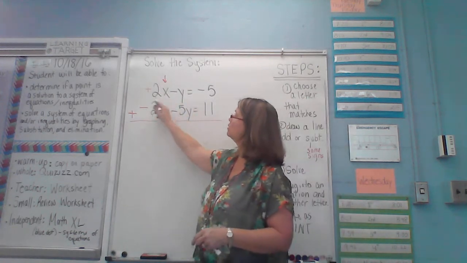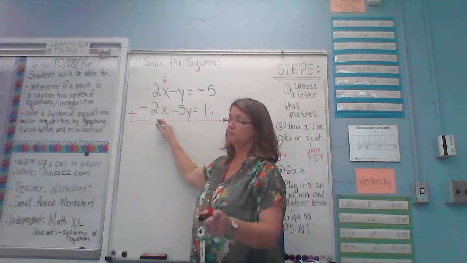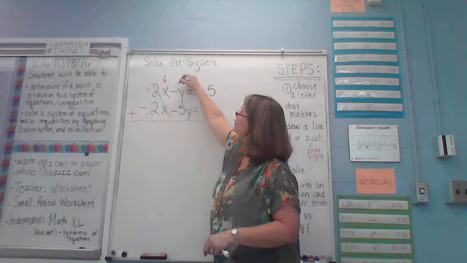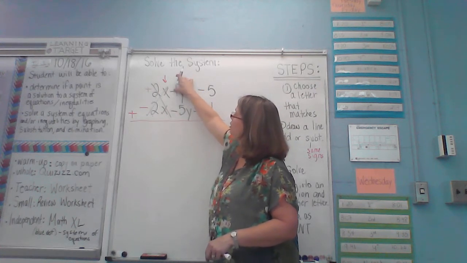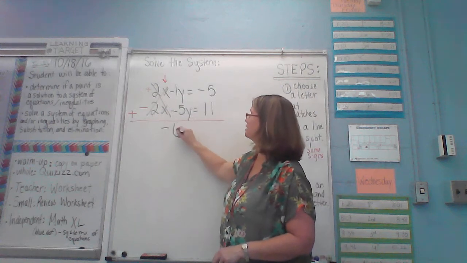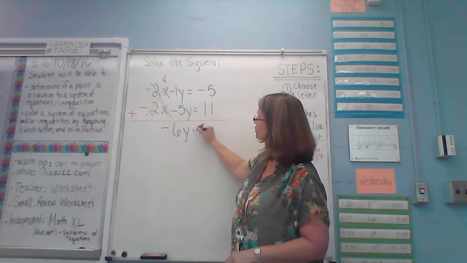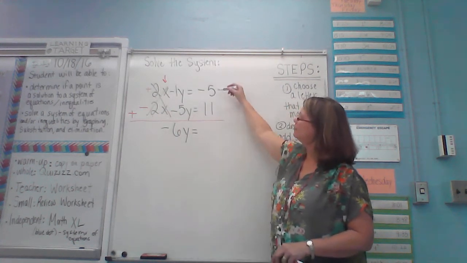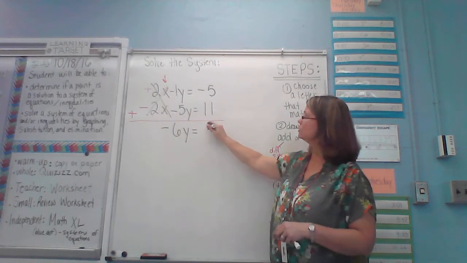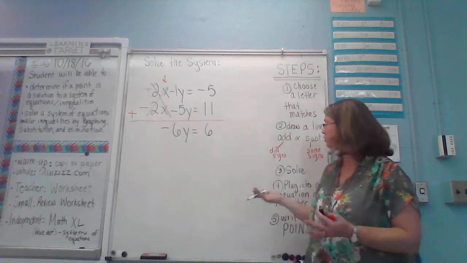What is 2x plus a negative 2x? You're right, that eliminates. There's 0. What's a negative 1y plus a negative 5y? That would create a negative 6y. Bring down your equal sign. What's a negative 5 plus 11? That would give you 6. And now you're ready to do step 3.